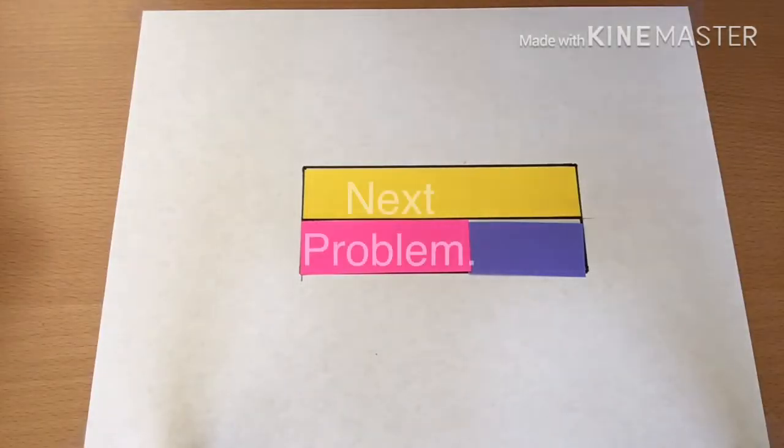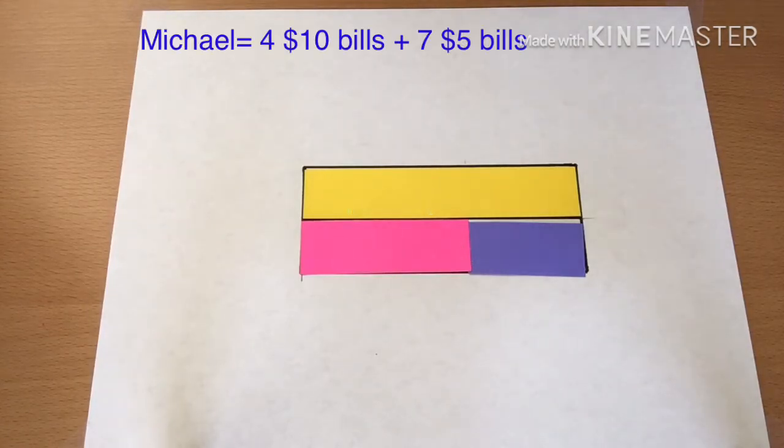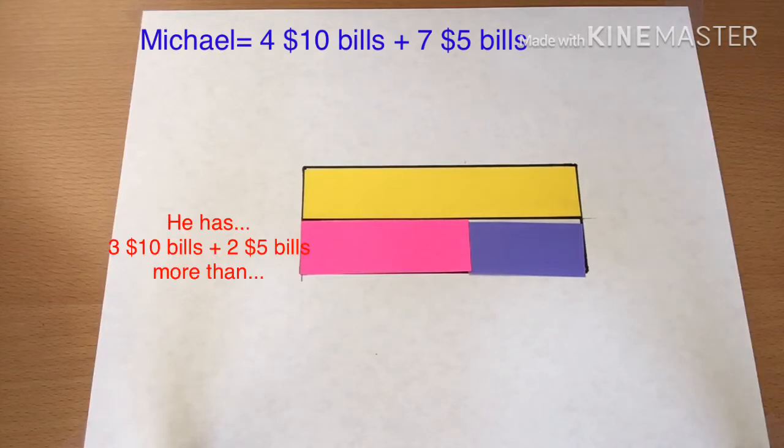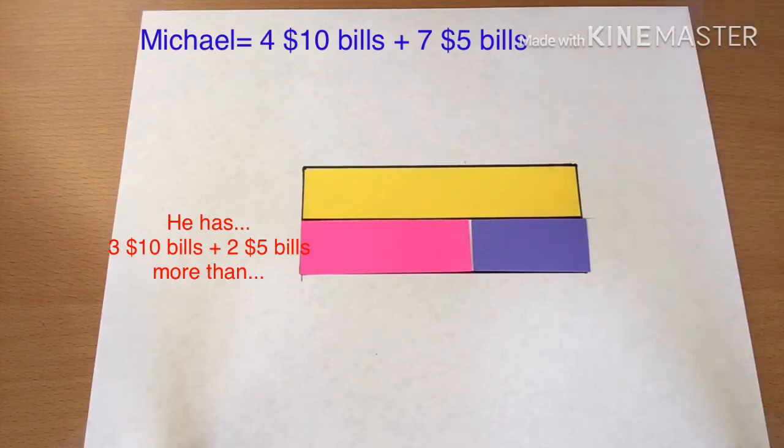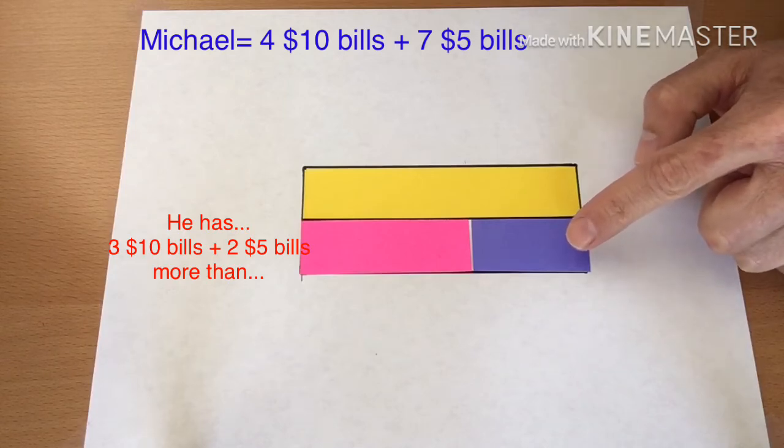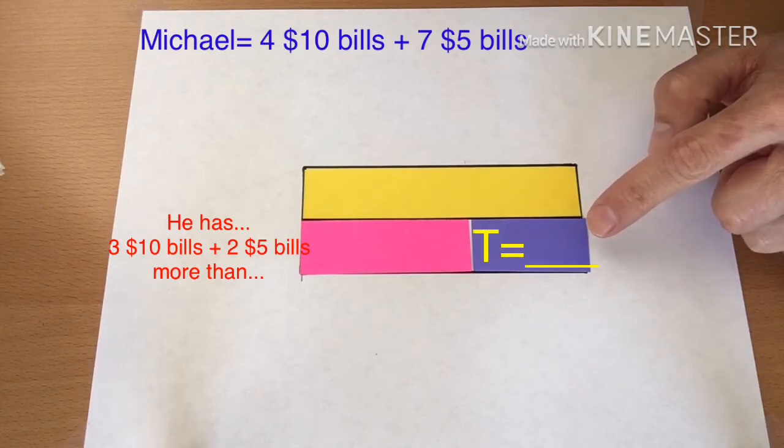Let's use the diagram to solve the next problem. It says Michael has 4 $10 bills and 7 $5 bills. He has 3 more $10 bills and 2 more $5 bills than Tamara. So far we know that Michael has more money than Tamara. So for that reason, Tamara is going to be one of the parts at the bottom. And look at the question. How much money does Tamara have? So yes, Tamara is this part, and we don't know how much money she has.